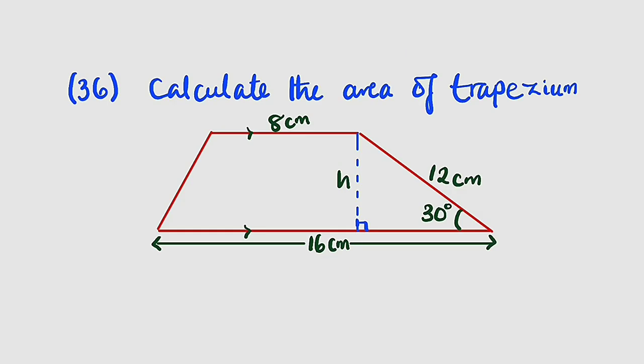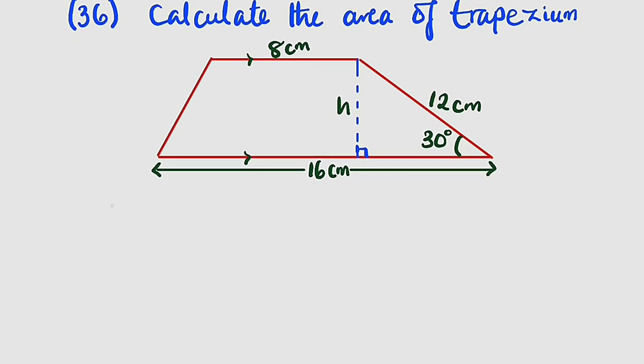And question number 36 reads, calculate the area of the trapezium below, which you can see here. We have the parallel sides. We have 8 centimeter and 16 centimeter. The height is unknown, but we are given an angle here. This is a right angle triangle with the hypotenuse being 12 cm. All right, let's get started.